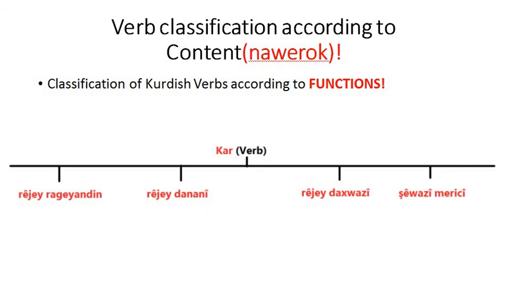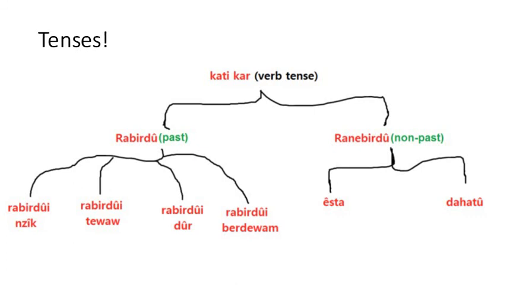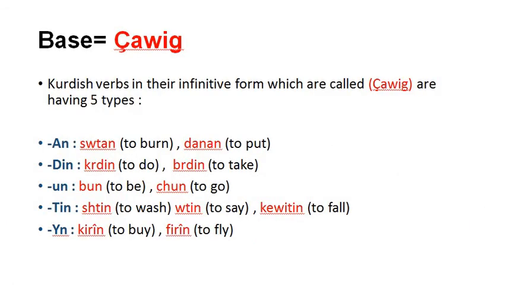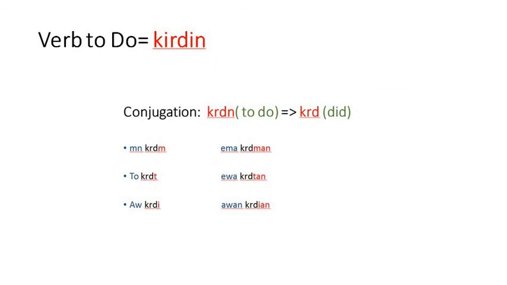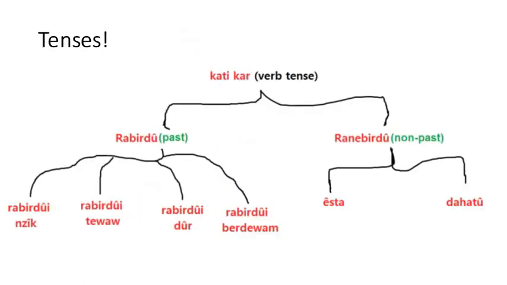Okay, so now let's get into the tenses. Although after I explain this chart, I'm not going to the tenses directly. We have something we need to talk about. Kurdish infinitive, verb to be in Kurdish, and kirdin, verb to do in Kurdish. And we have linking pronouns, possessive pronouns. Then we will talk about the constructions of these tenses.